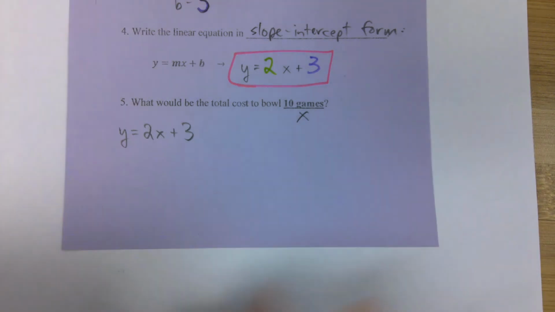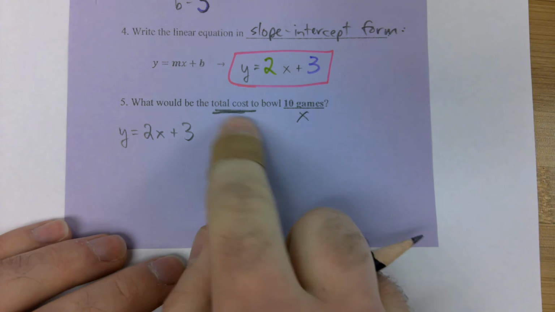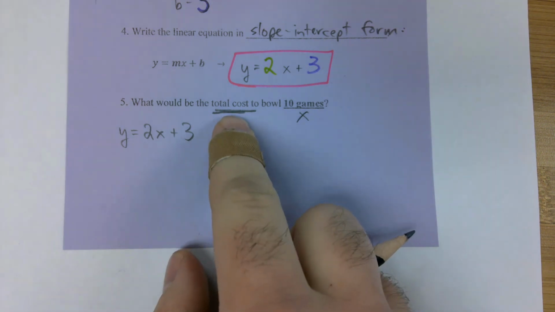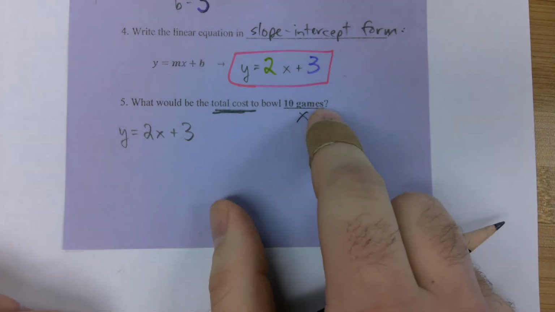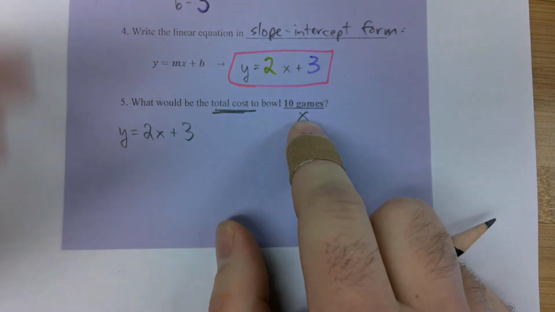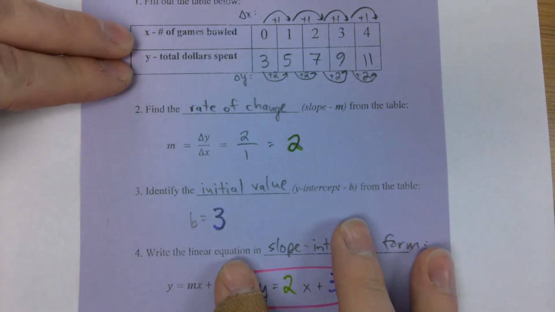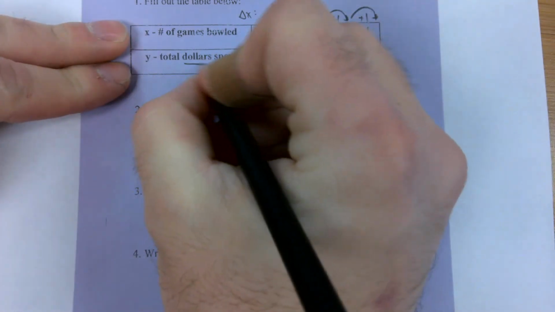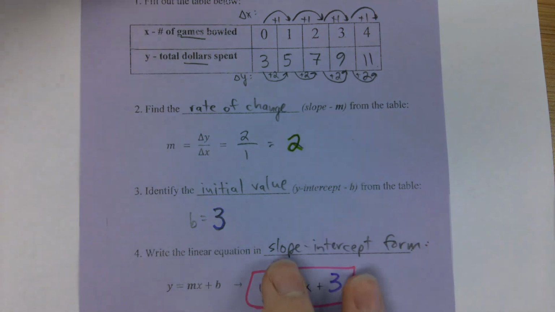What does y represent again? Total dollars spent, right? Is that what we're trying to find in this problem? Exactly. So we're asked to find the total cost, meaning that we don't know what y is. It gives us that we've bowled 10 games, and that represents x. We only know that because of our table. That tells us y is dollars and x is games bowled.